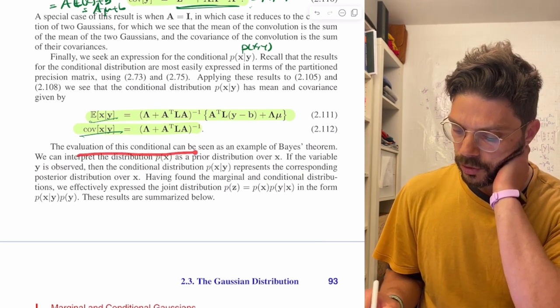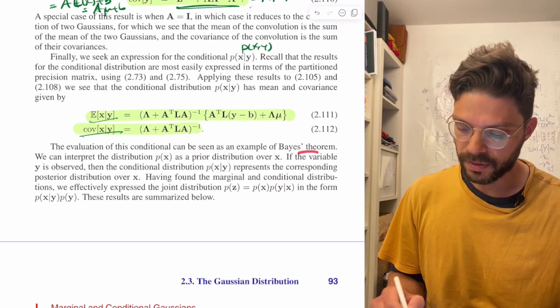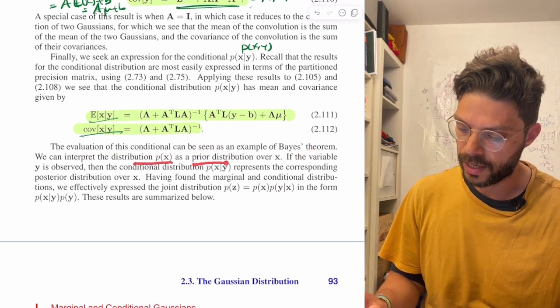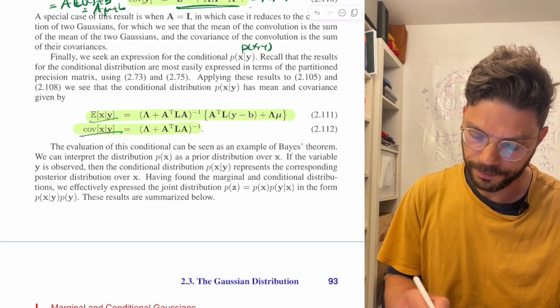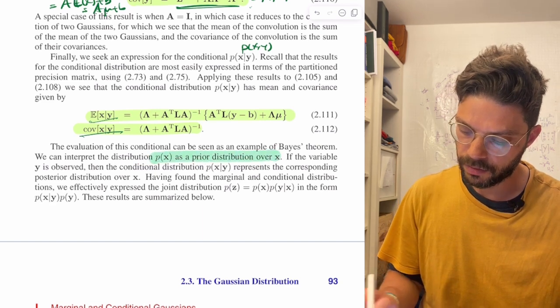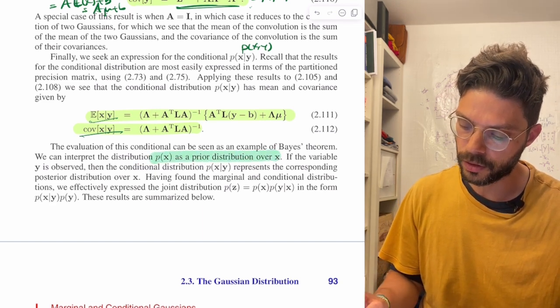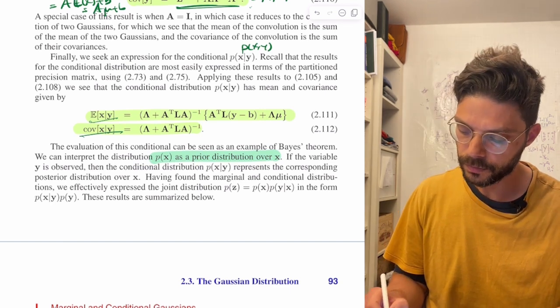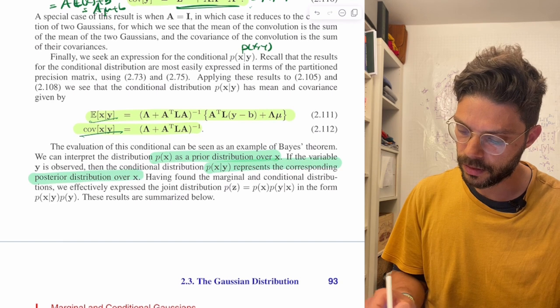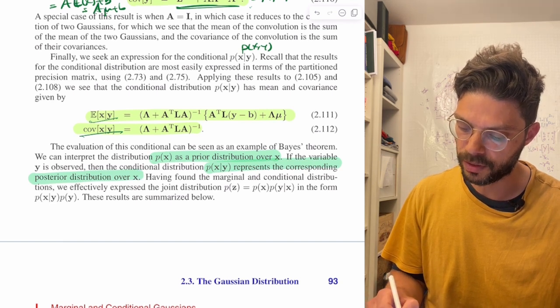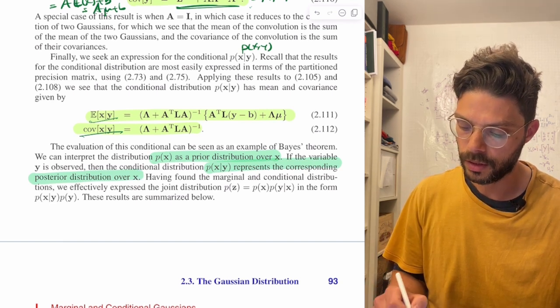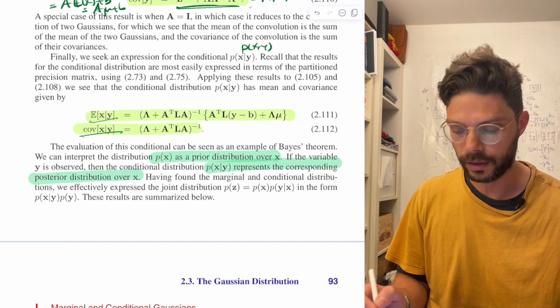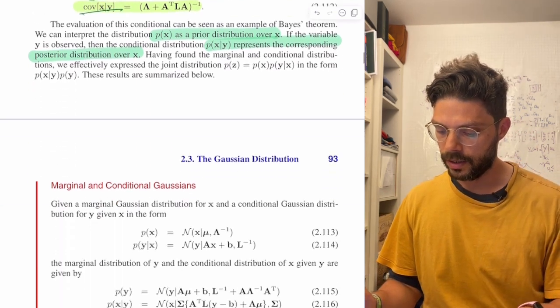The evaluation of this conditional can be seen as an example of Bayes' theorem. So we can interpret the distribution p of x as a prior distribution. So let's highlight that. If the variable y is observed, then the conditional distribution represents the corresponding posterior distribution over x. Having found the marginal and conditional distributions, we effectively express the joint distribution in the form p of x given y times p of y. And these results are summarized below.